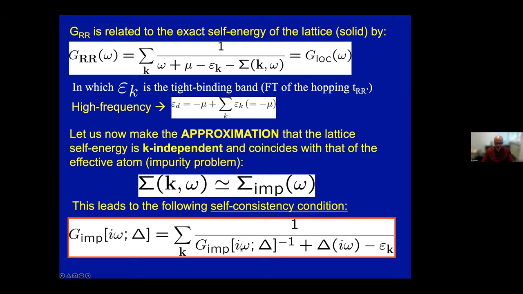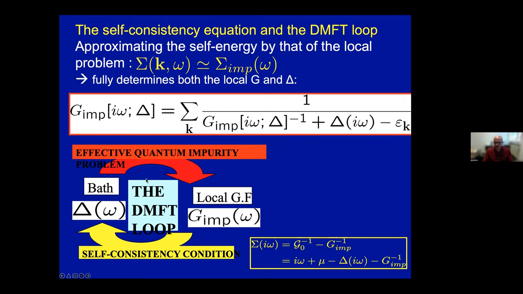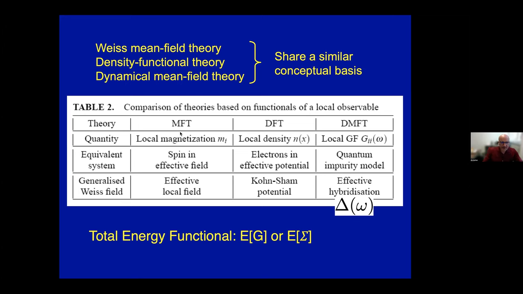So in a nutshell, the DMFT equations can be summarized in the following way. We have to solve an impurity problem in a bath, calculate the impurity Green's function, calculate the self-energy, and iterate this loop using the self-consistency condition in a way to satisfy this equation. And at the end of this process, provided it converges, we're going to know everything we want to know about the system, namely the Green's function, the local self-energy, and be able to compute all sorts of derived quantities like response functions.